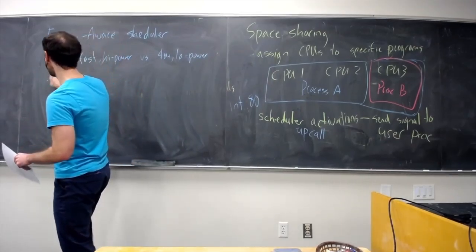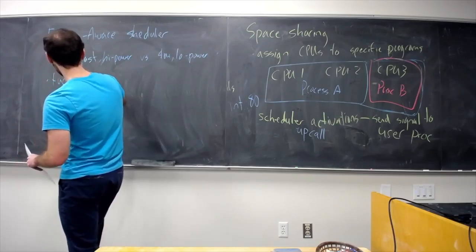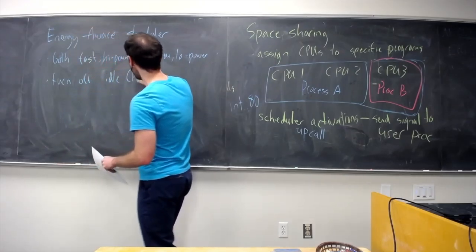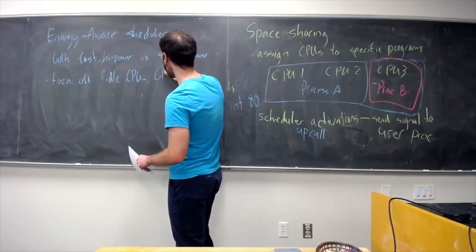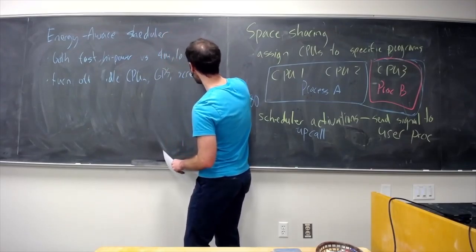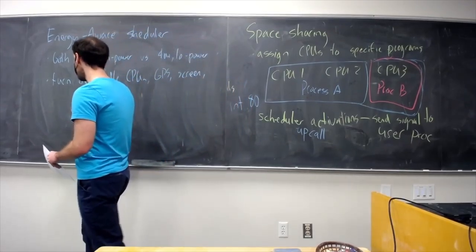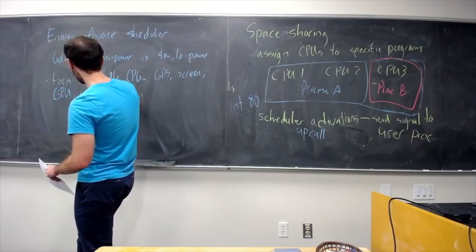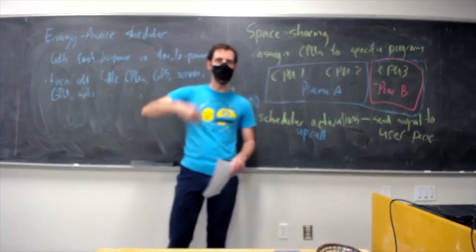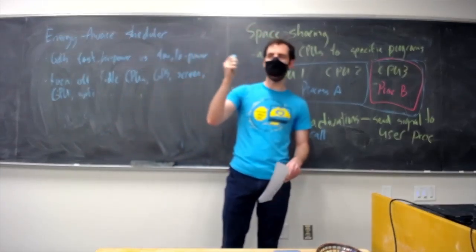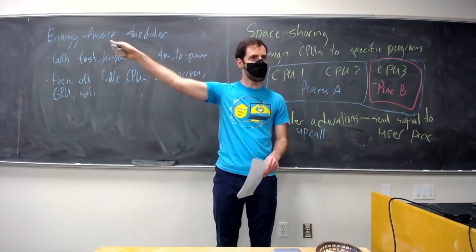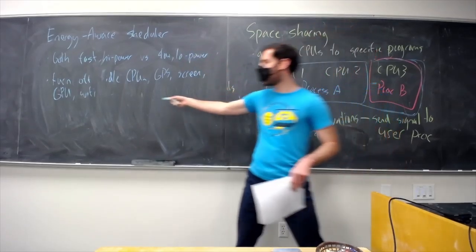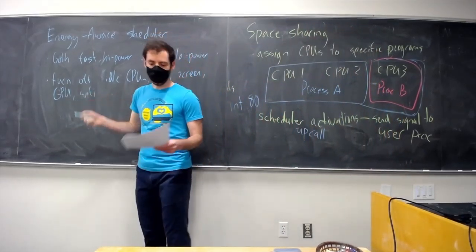So we have idle CPUs, GPS, screen, we have a GPU, and definitely Wi-Fi or data. Anything where our phone has to actively power up an antenna and try and send a signal across perhaps a long distance, that's going to be a pretty high power operation.